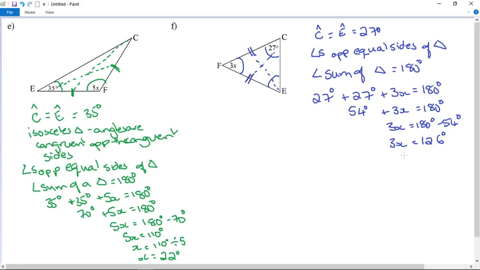So now I want the x by itself, so this is 3 times x, so the inverse operation of multiplying is divide. So x is going to be 126 degrees divided by 3. So x will be 42 degrees. There we go. We've solved E and F.